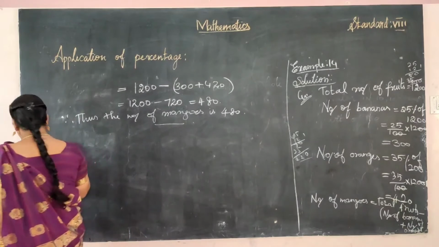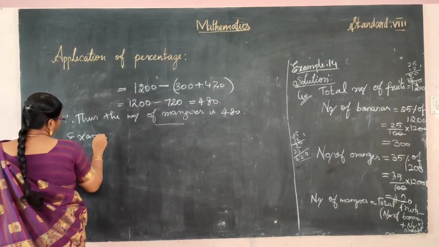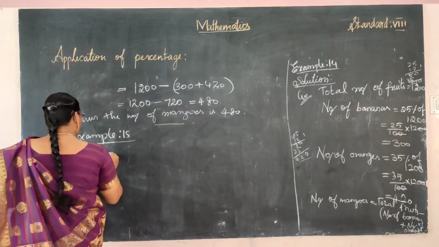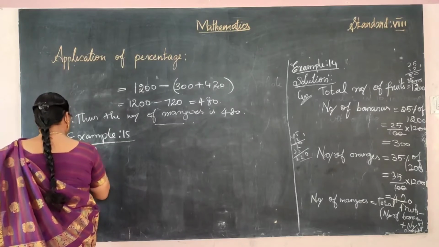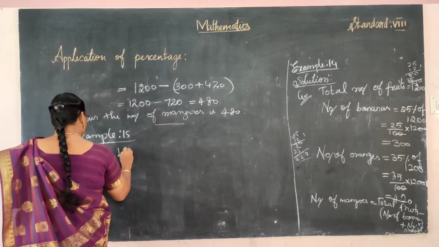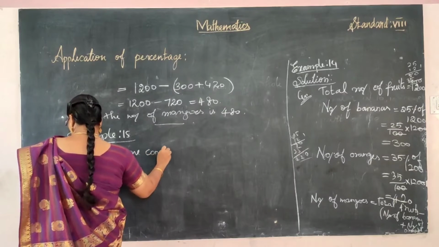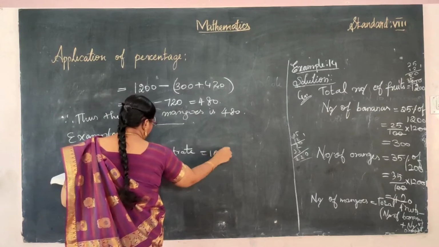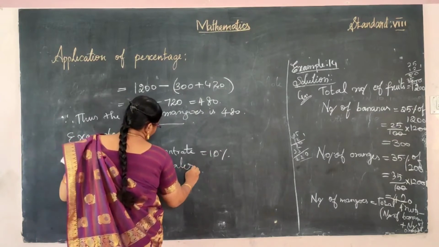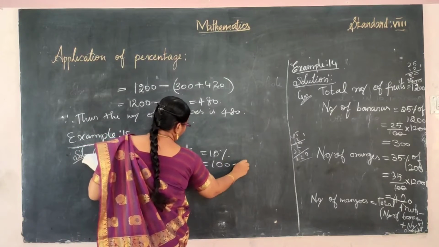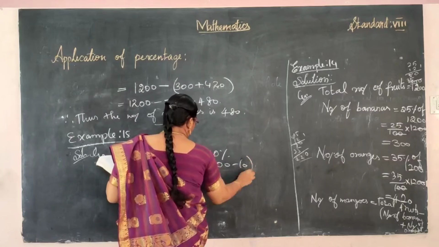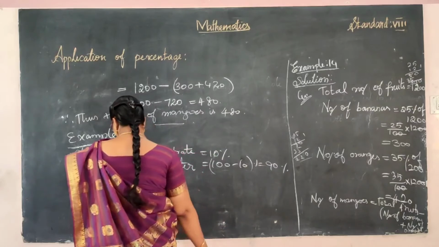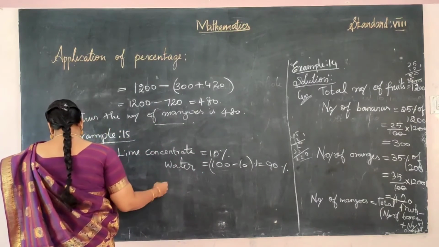Okay, right. Example: first, what data are given? Solution given: lime concentrate is equal to 10%. So water is equal to 100 minus 10, equal to 90%. Okay, right. What we have to find out is the volume of the cold drink.